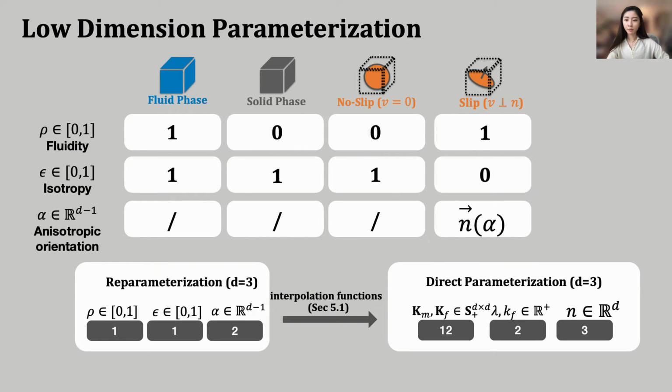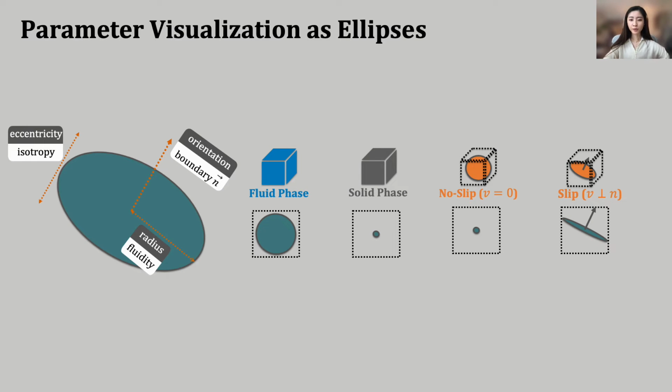We use nonlinear continuous interpolation functions that map these 3 properties to the parameters of the material model. The 3 material parameters can be nicely visualized as an ellipse, where the radius of the ellipse visualizes the fluidity, the eccentricity of the ellipse visualizes the isotropy, and the orientation of the ellipse visualizes the orientation of the anisotropic boundary.